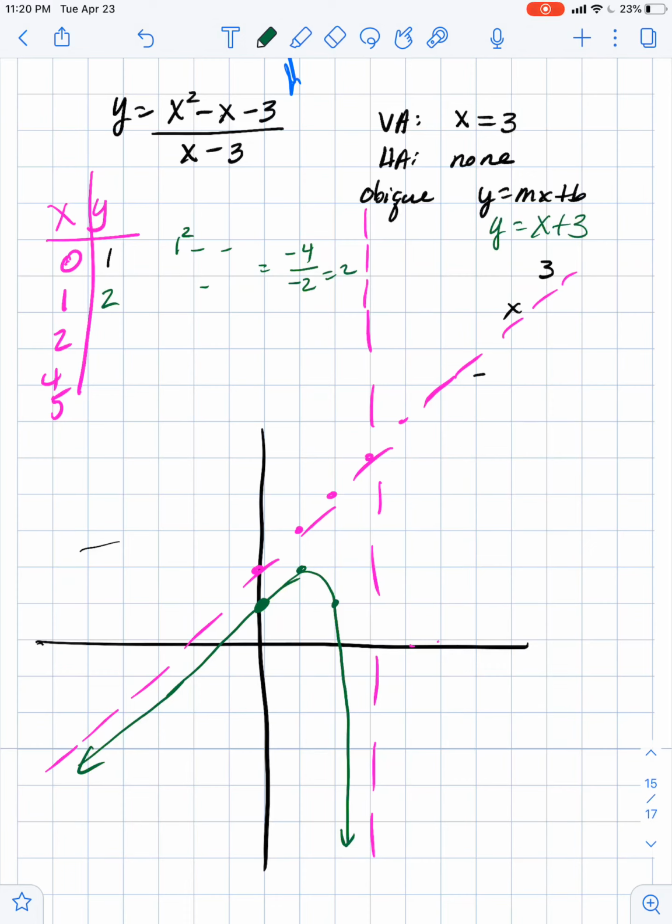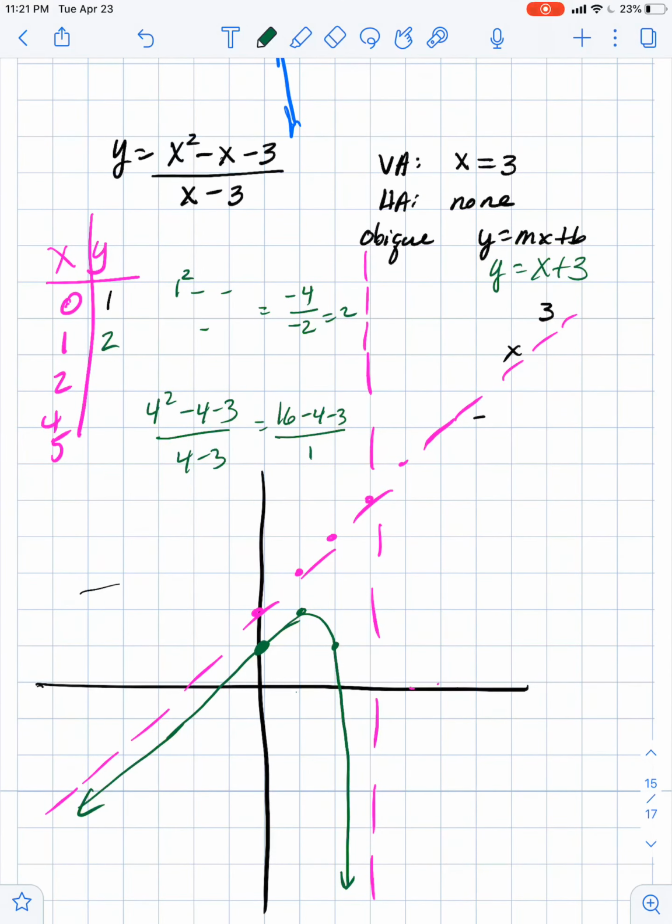Okay, let's choose, what were we doing? 4. So 4 squared minus 4 minus 3 over 4 minus 3. So that's 16 minus 4 minus 3 over 1. 16 minus 7 would be 9. So I'm at 4, 9. Whoops. So 1, 2, 3, 4, 5, 6, 7, 8, 9. Way up here somewhere. I may have counted wrong. Again, I could find all the points where it fit, but it's going to sit inside here. So we just proved that.